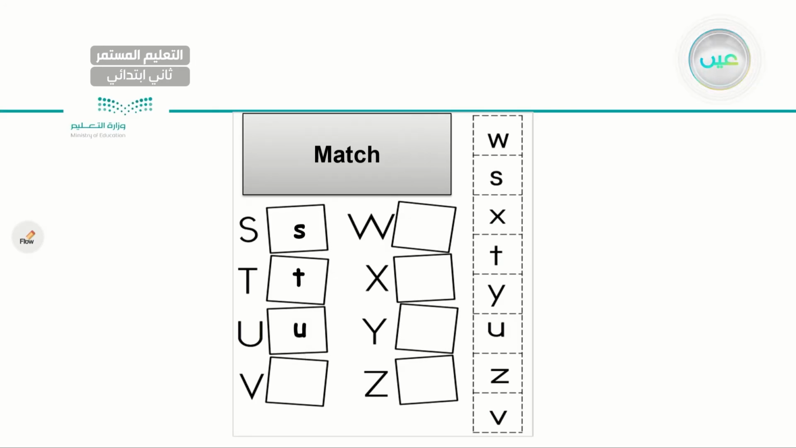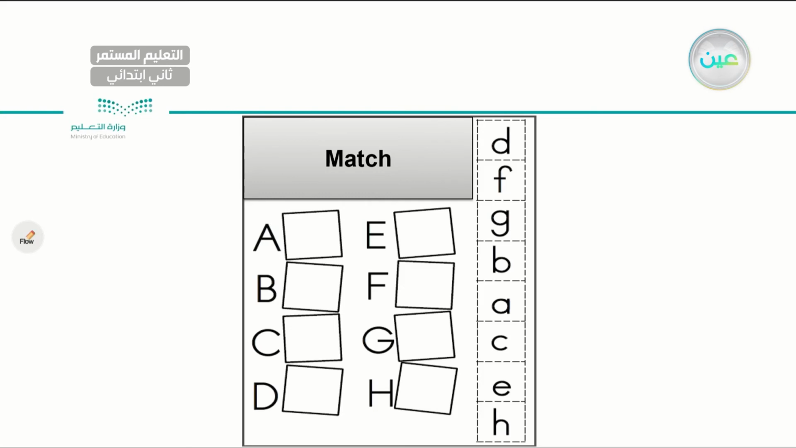Small u. Very good. Well done. Next, V. Small v. Excellent. W. Small w. X. Small x. Y. Small y. And the last letter here is letter Z. Small z. Very good. Very good job.